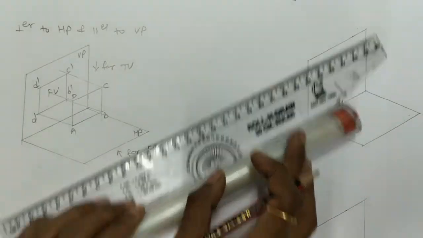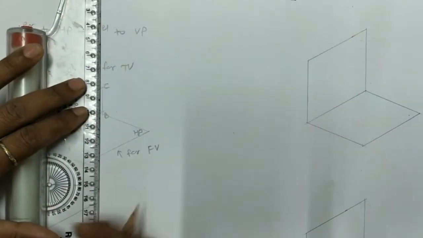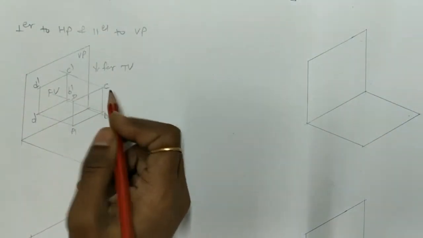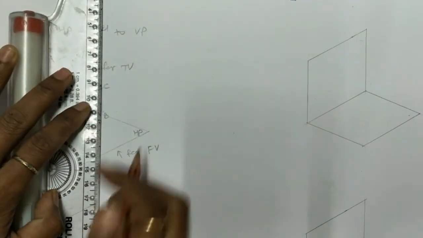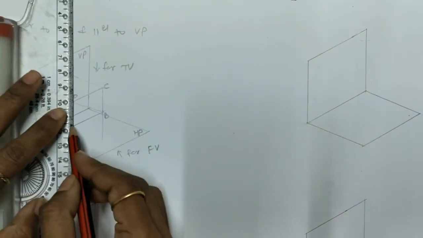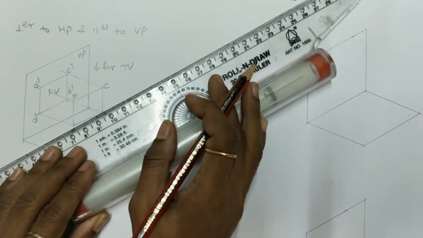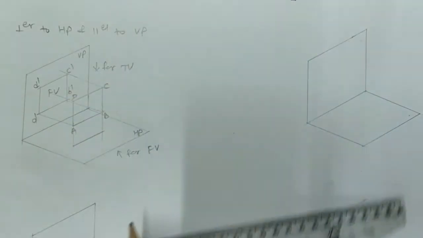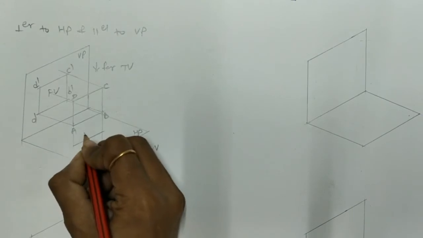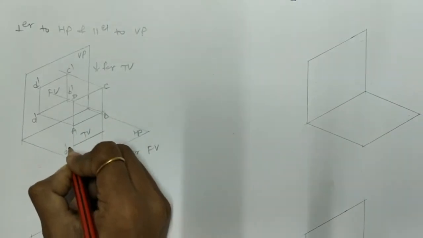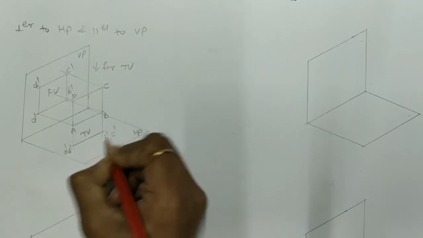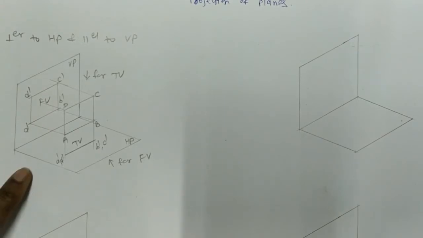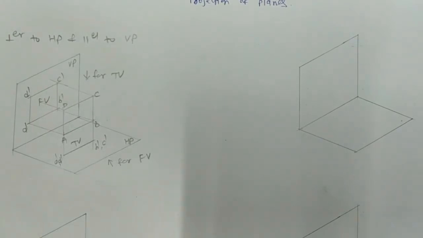And for top view, take projection. When we see from top, this plane will appear as a line. So top view is a line. So this is top view. Here A dash, D dash points and B dash, C dash points. So this is front view and top view.